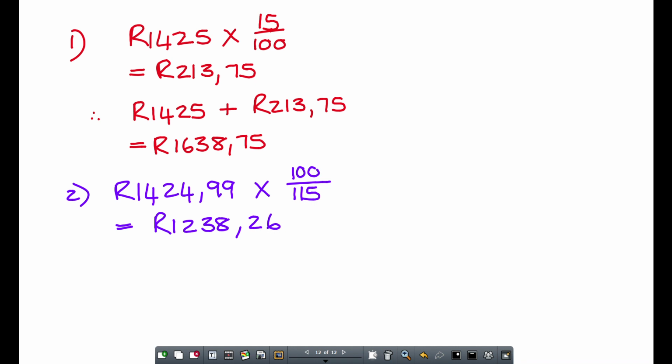Is reg? Okay, you will see in the notes, they did it slightly different. Jy kon natuurlik gesê het 1424.99 en dan kon jy gesê het gedeel deur 115 op 100, nee. So that's basically what they've got in the notes. Is julle reg daar? Okay, goed.